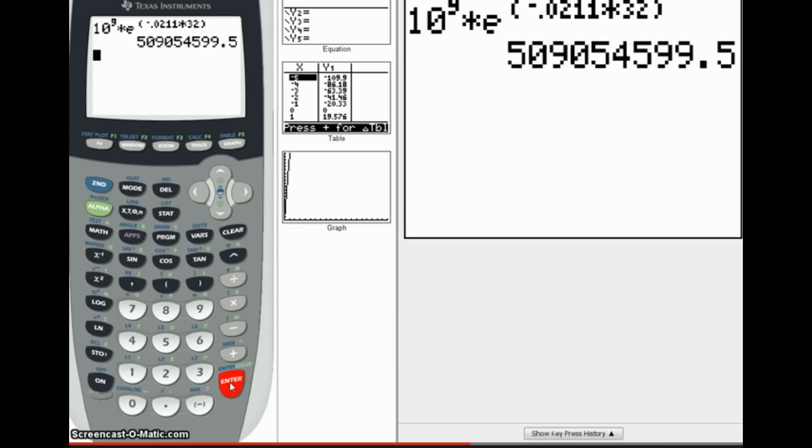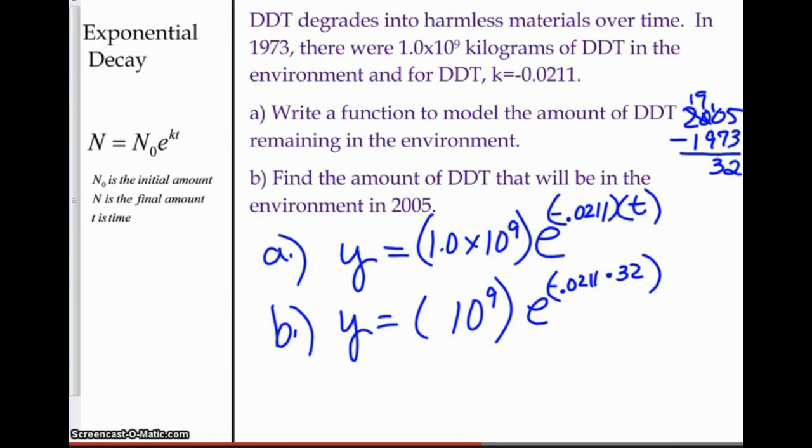So for an answer here, I got 509,054,599.9. I'm going to call it about 5.1 times 10 to the 8th power. So since I was given a number in scientific notation, I'm going to say it was about 5.1 times 10 to the 8th power. All right, so I kind of rounded my answer there. I could write it all out if I wanted to. It's kind of a long answer to memorize.